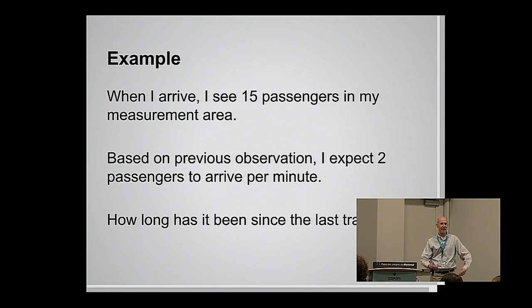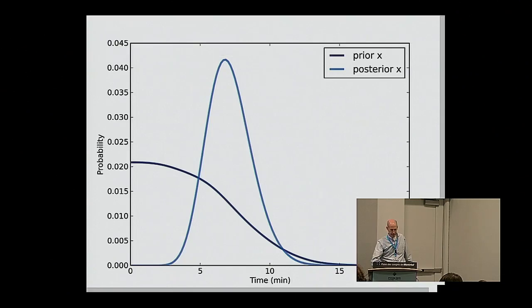How long do you think it has been since the last train? Probably 7.5 minutes. Okay, and again, if you had to make a single valued guess, you'd say 7.5 minutes. What we can now do is get the whole distribution of x. So here's what that looks like.